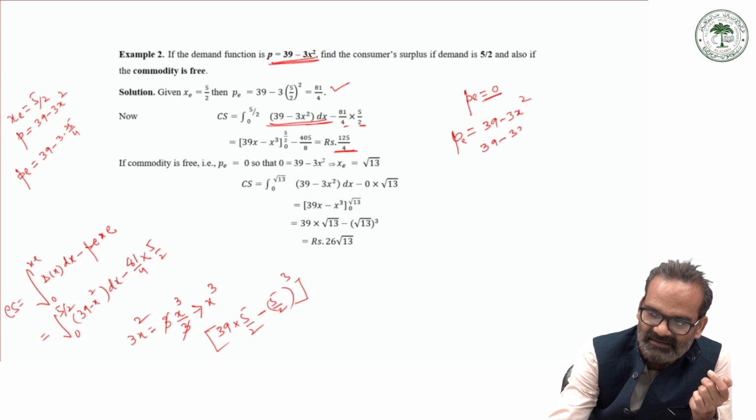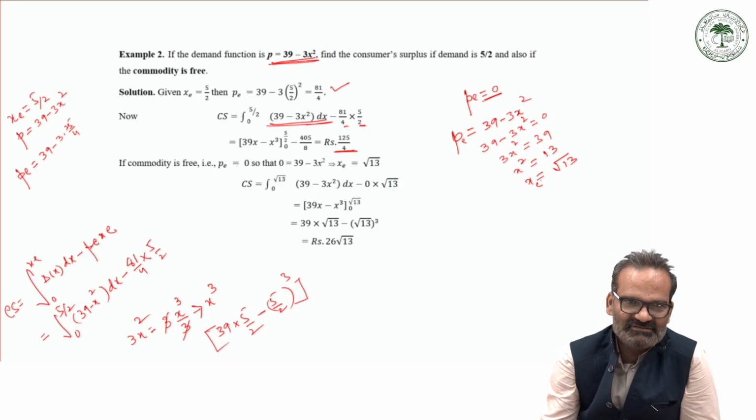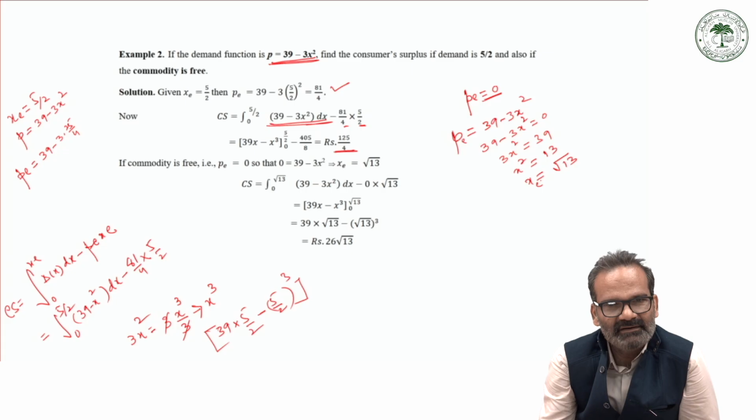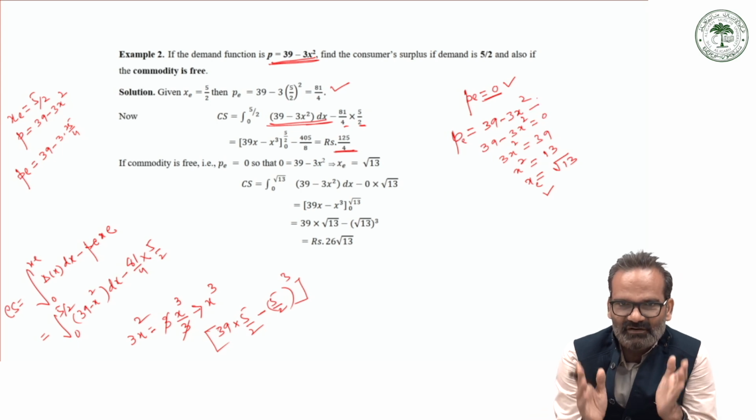So put here P is given as 39 minus 3x square, and if the commodity is free this PE should be 0. So what you will get? 39 minus 3x square equals 0. So 3x square is 39. x square is 13. So x is root 13. It is represented by XE. We will consider only the positive square root because the quantity demanded in the market can never be negative. So XE is there, PE is given 0, and the demand function is also with you.